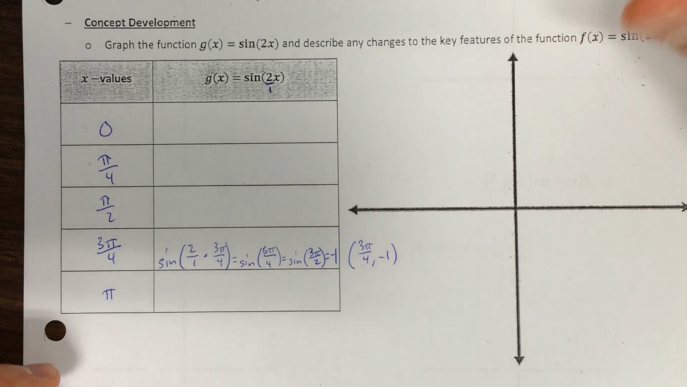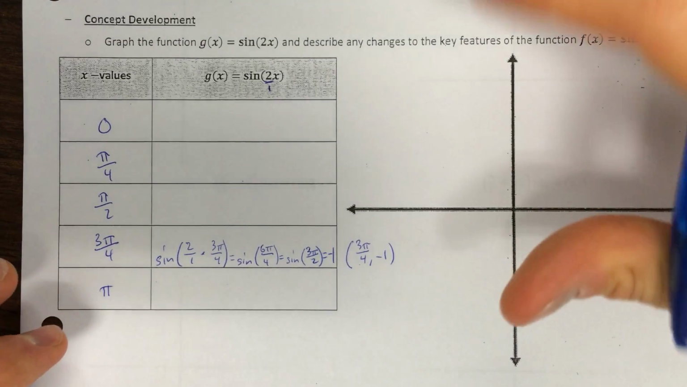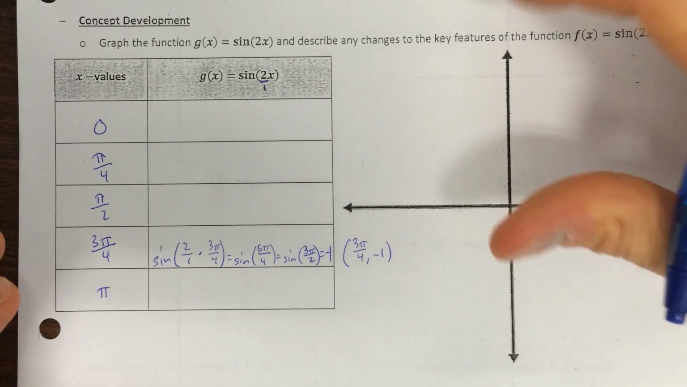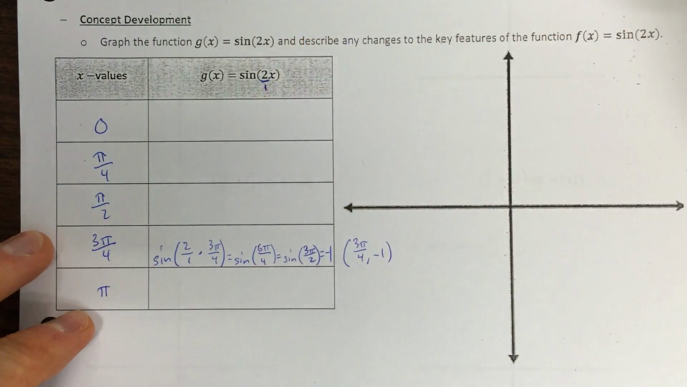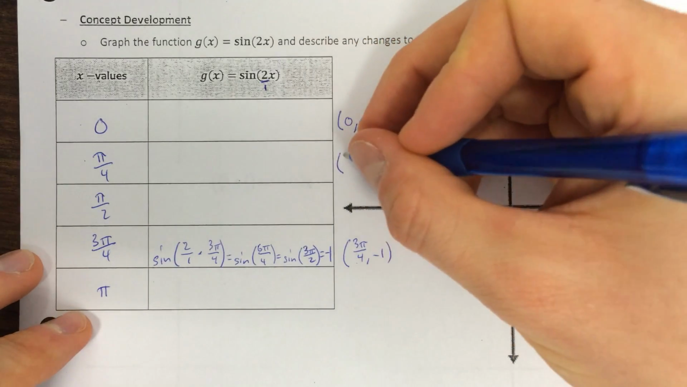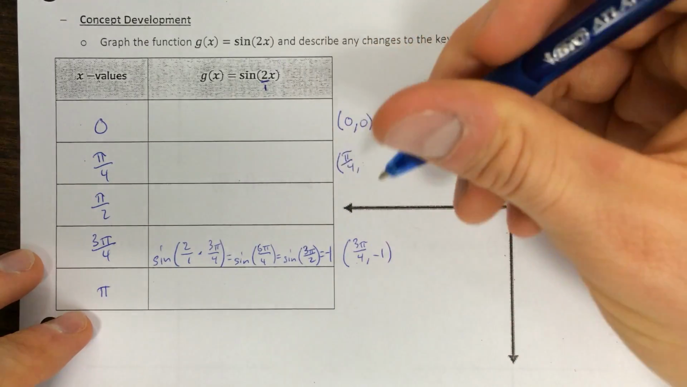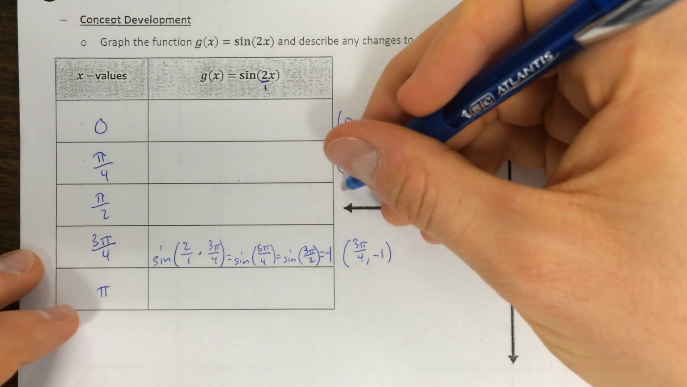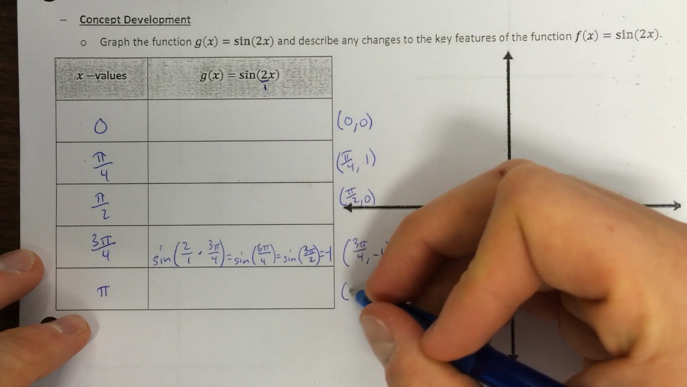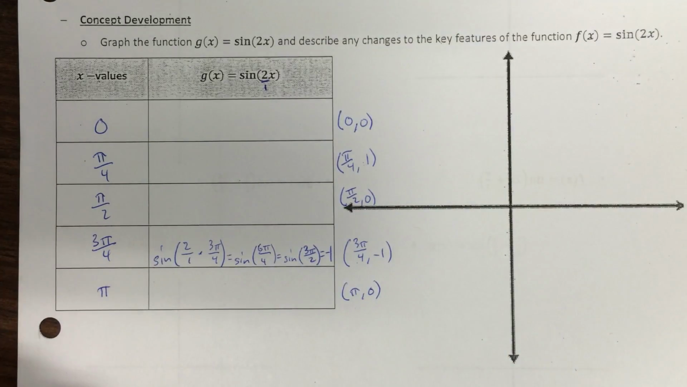Now I would recommend pausing the video right now and trying to do the next 4 on your own. I'm not going to go through the next 4, I'm just going to give us the ordered pairs. If you want to pause it, that's fine, I would actually recommend it. But if we plug these values into our function, those are what we would get.